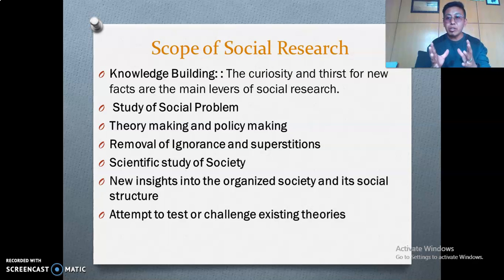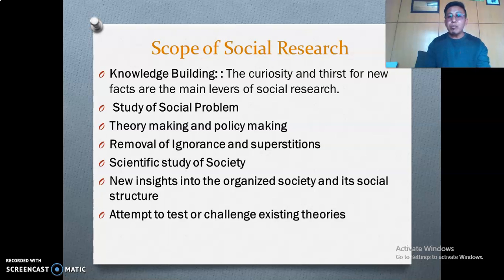For example, if we see the practices of casteism 10 years back or 20 years back, people's view was something different, and at present it is something different. All these things we can study, we can come up with new knowledge, new information, and by removing all this ignorance and superstitions, we can do all this by carrying out a social research. So this is one of the important scopes of social research.